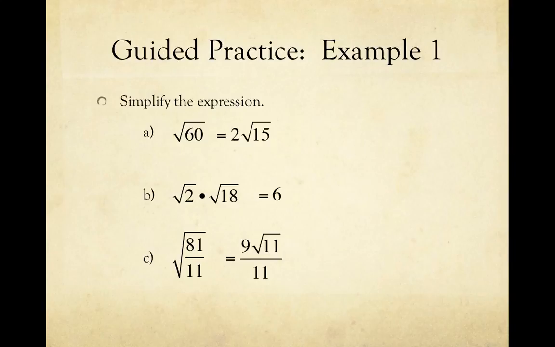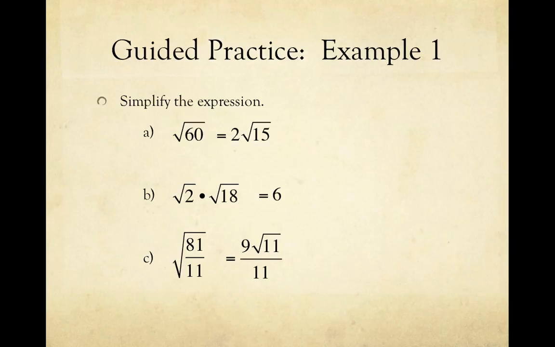So in the first one, you had the square root of 60. 60 has a perfect square factor of 4. So if you split it up into the square root of 4 times the square root of 15, the square root of 4 can be simplified to a 2, and 2 square root of 15 would be your answer.